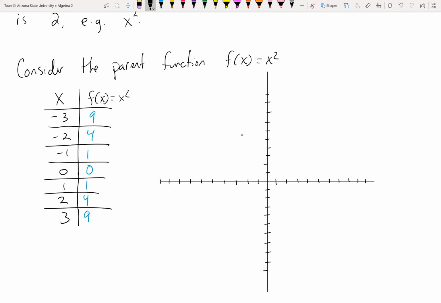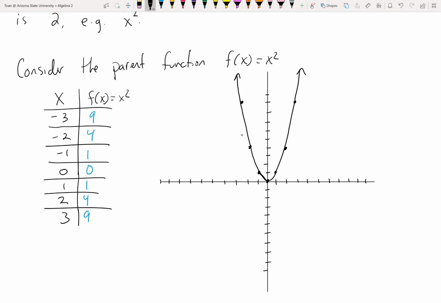So -3, 9 is up here. -2, 4 is right there. -1, 1, 0, 0, 1, 1, 2, 4, and 3, 9. And then you just connect the points, and it is the familiar U shape that I hope, if we remember parabolas, they create.